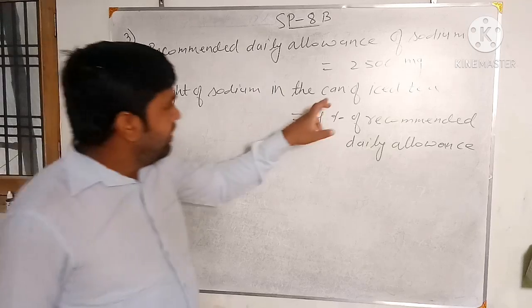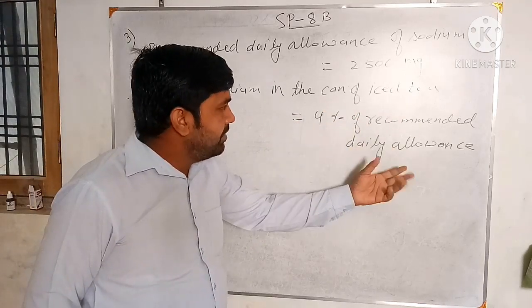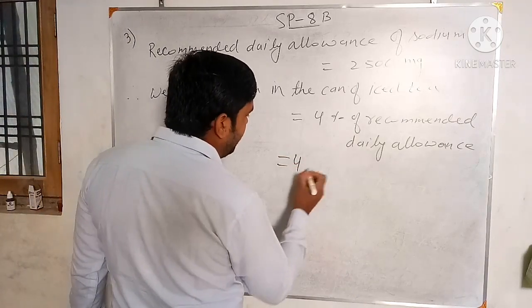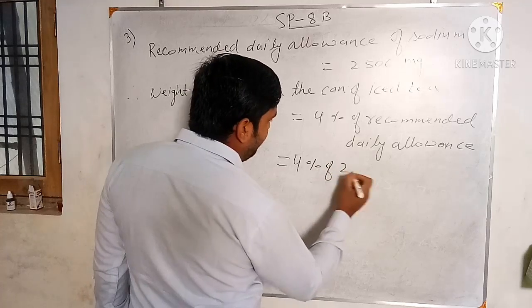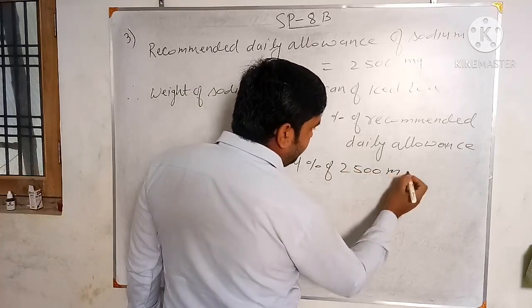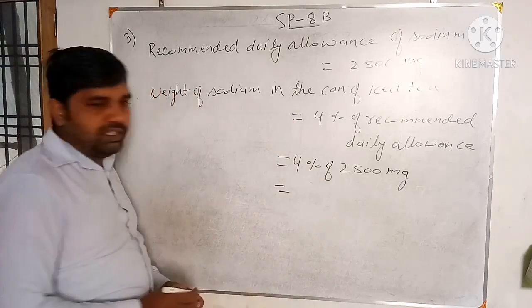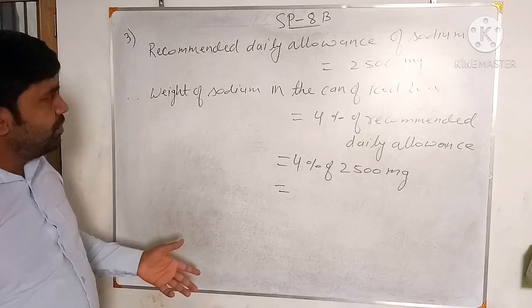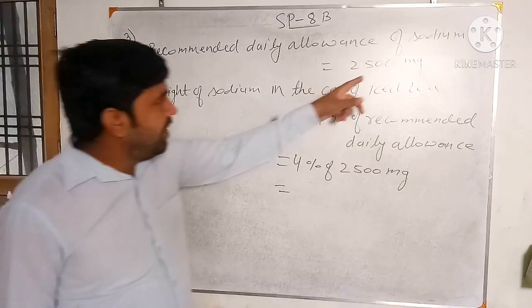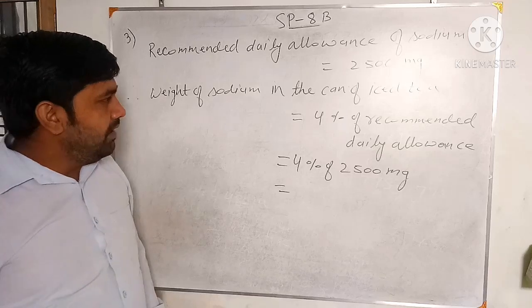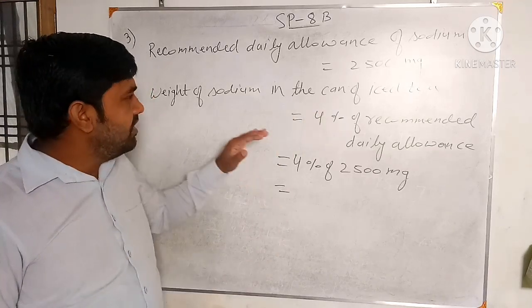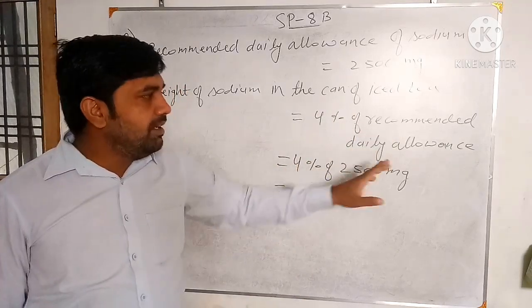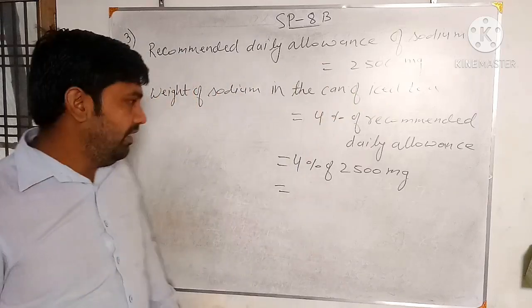The recommended daily allowance is 2500 milligram, but the can of iced tea contains only 4% of the recommended daily allowance. So we put the value of the recommended daily allowance, that is 4% of 2500 milligram. The recommended daily allowance of sodium is 2500 milligram, not more than that. But the can of iced tea contains 4% of it, that is 4% of 2500 milligram.